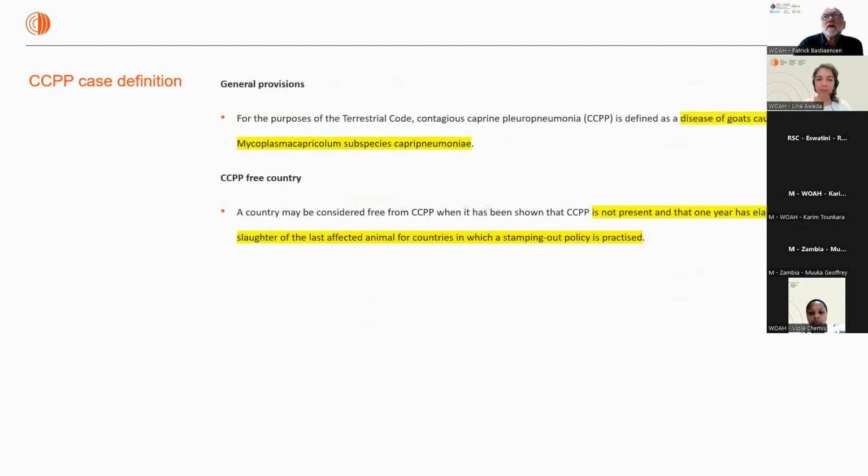For CCPP, the code also provides a case definition. So the host species of interest are defined as the goats. So we're interested in the goats infected. And here, so when they are infected by the causal agent. And there are also criteria to define what free countries are, of course.